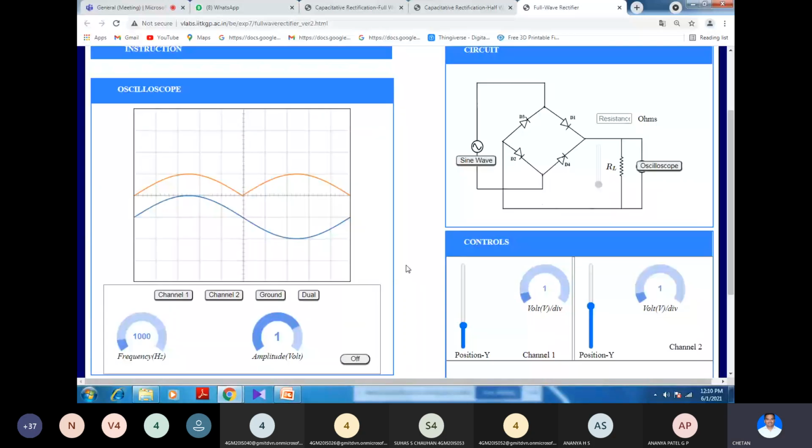The operation of the full wave rectifier, the virtual experiment for the center tap full wave rectifier, is not there in this site. Therefore, we cannot demonstrate that now. This is only a demonstration of the bridge rectifier, the full wave bridge rectifier. I will come back to the PPT.